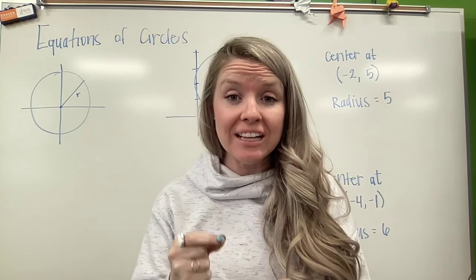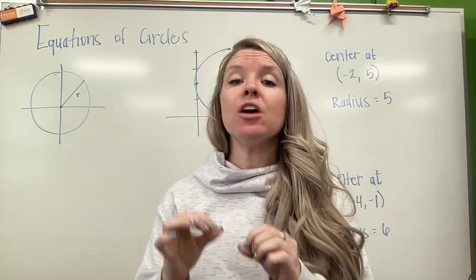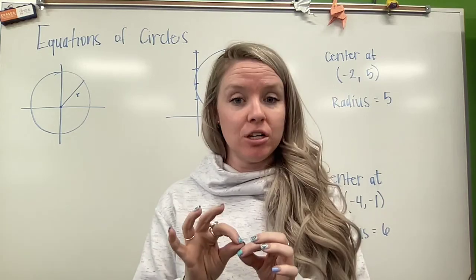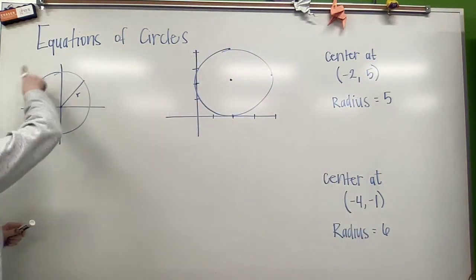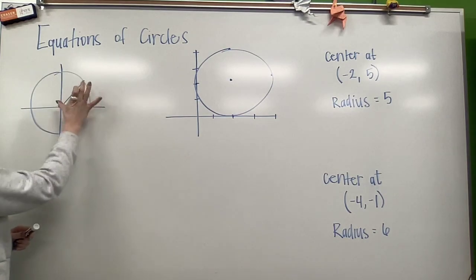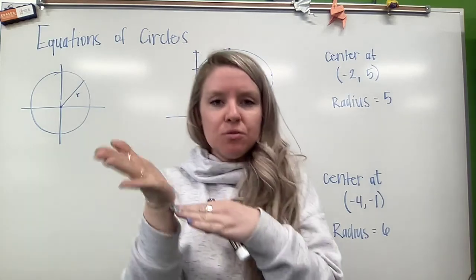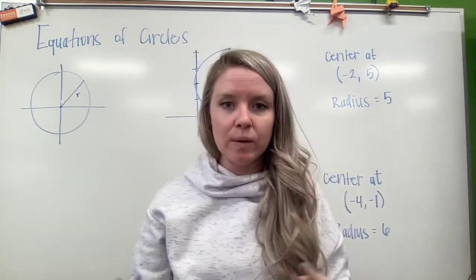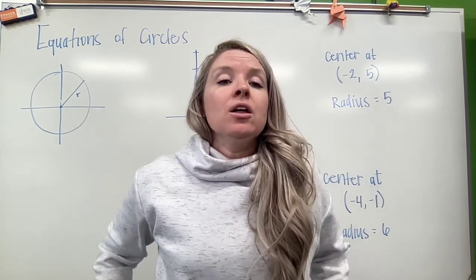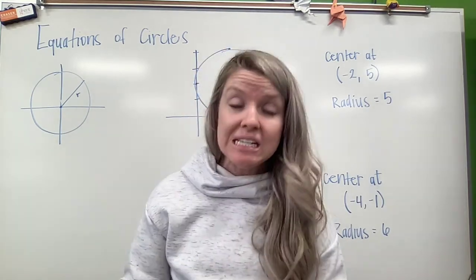A circle is defined as a collection of points that are equidistant from the center. Okay? So every point around our circle is the same distance from the center point. And we know that because the radius from the center to the outside, as it rotates around, is always the same length. The reason that the definition is helpful is because we can talk about distance.